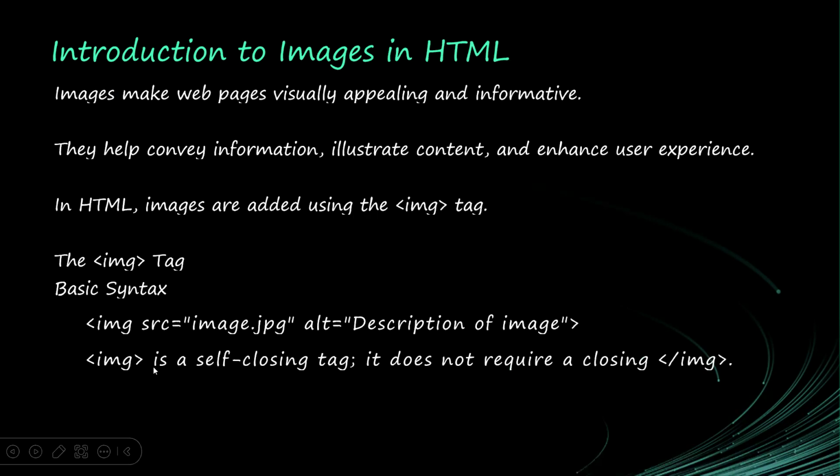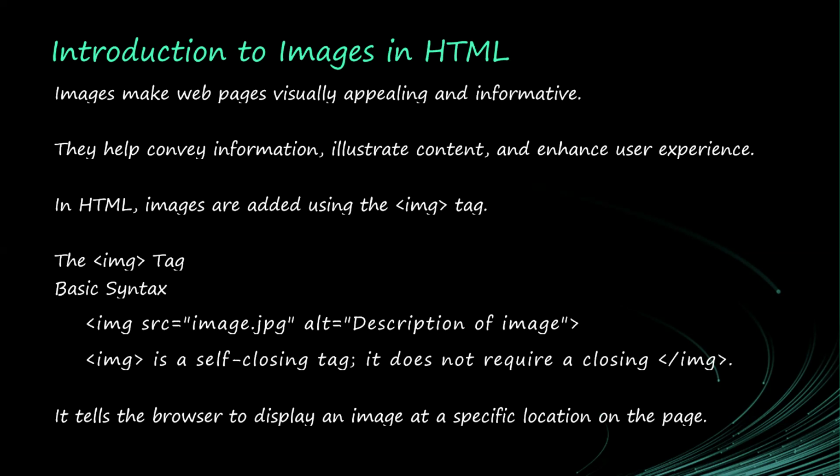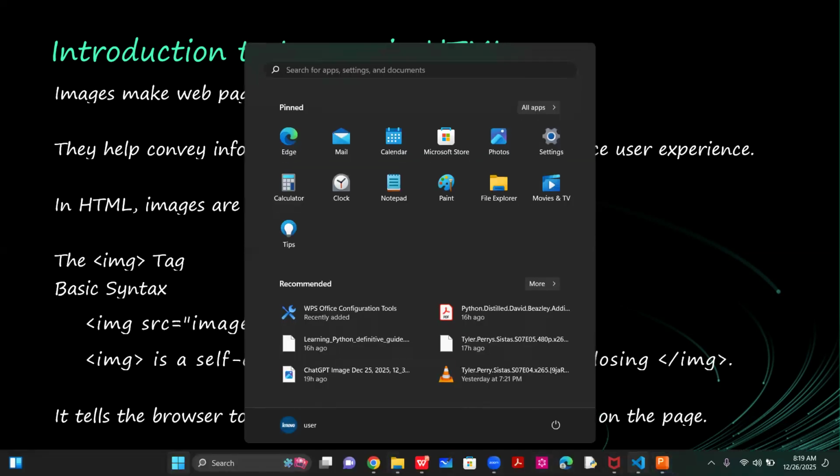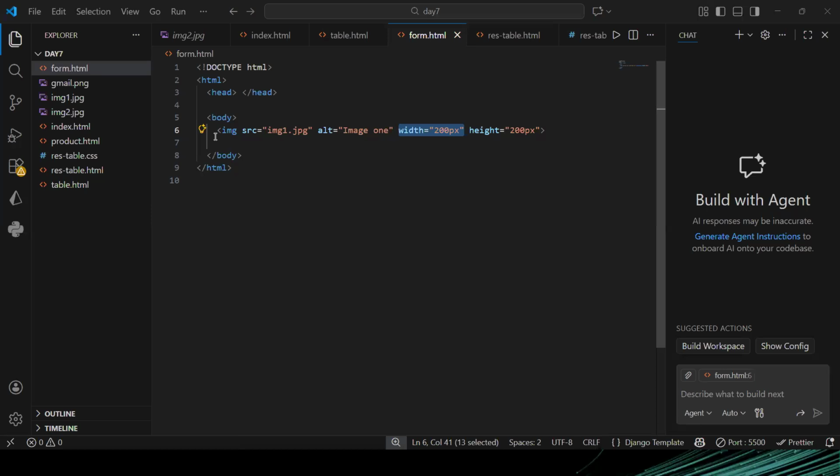Now, image is a self-closing tag, like I have just mentioned. It does not require a closing tag. It is a self-closing tag. It is an empty element. It tells the browser to display an image at a specific location on the page. So in this case, we have told the browser to put this image as the first child of the body element.